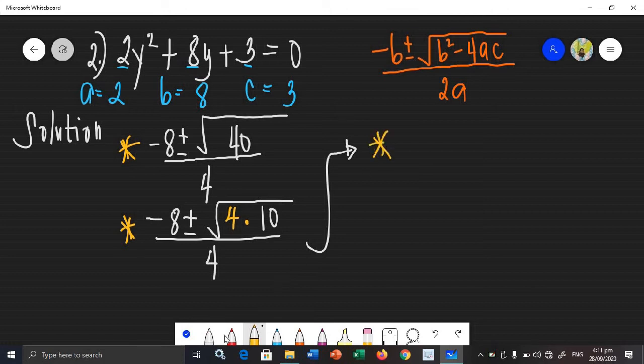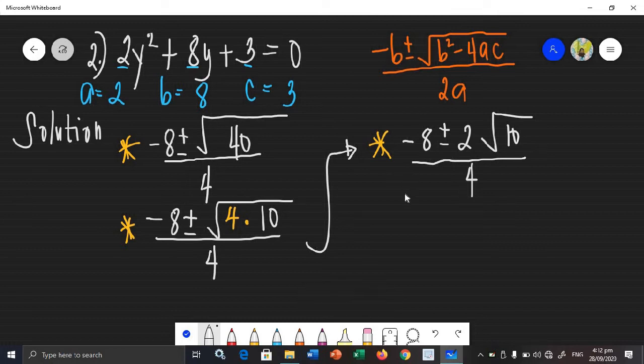So, ma'am, ano na po yung gagawin namin? So, we will need to get the square root of the perfect square factor. So, paano yun? Negative 8, positive, negative. What is the square root of 4? That is 2. May iwan si 10 sa loob ng square root kasi hindi natin pwedeng makuha yung square root niya kasi hindi naman siya perfect square. All over 4.